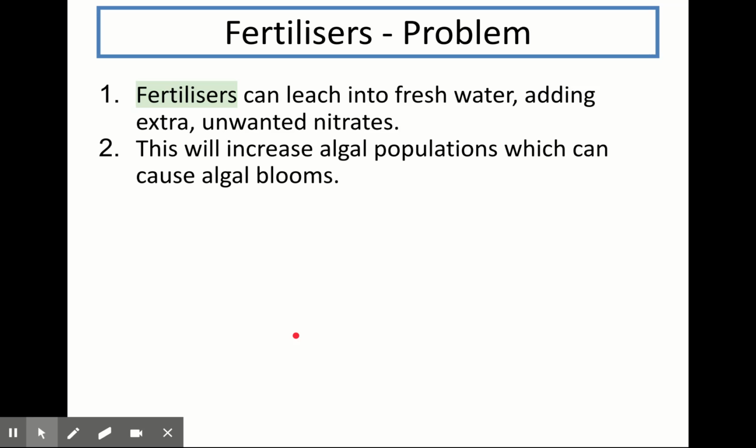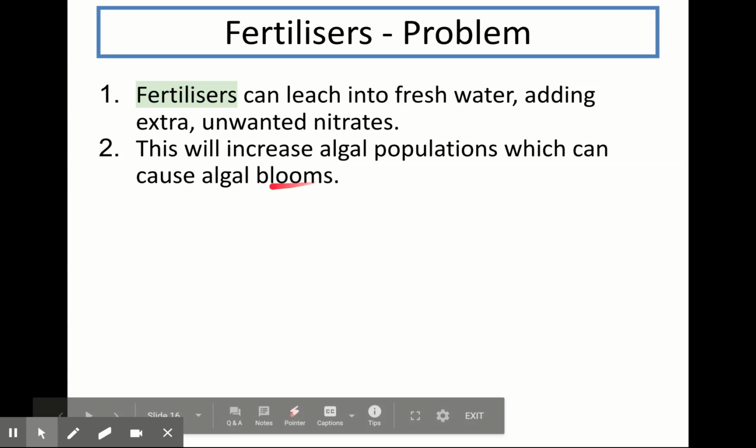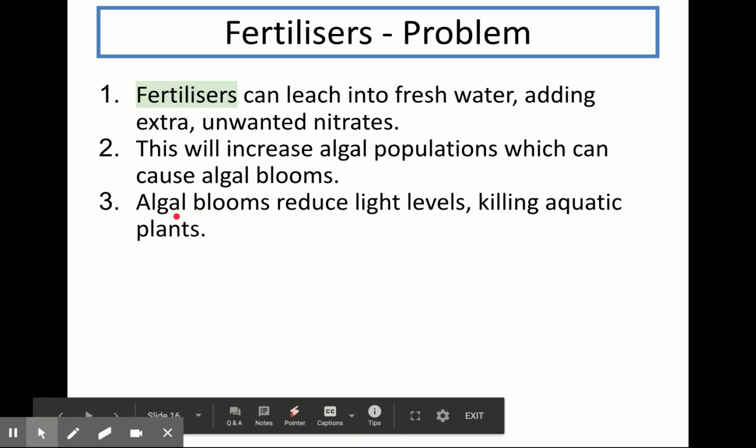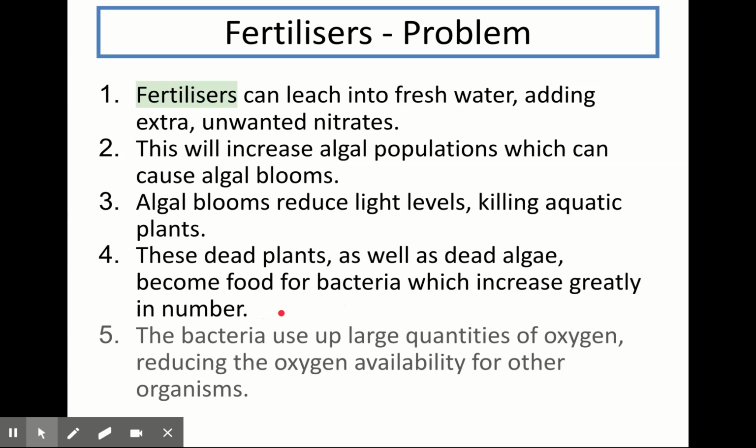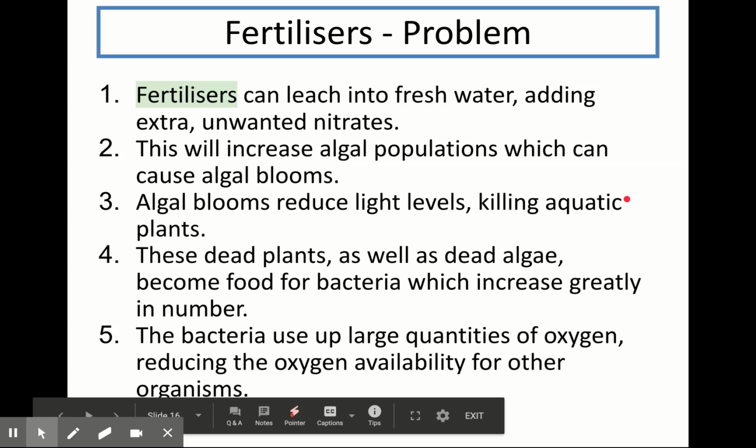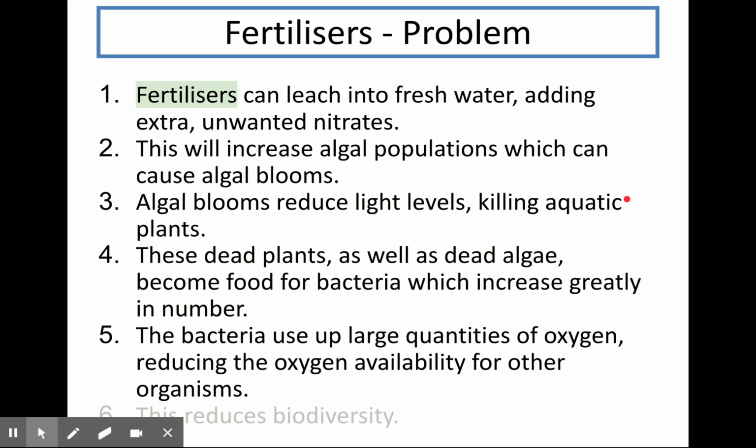This will increase algal populations, which can cause algal blooms. Algal blooms reduce the light levels, killing aquatic plants. These dead plants, as well as dead algae, become food for bacteria, which increase greatly in number. The bacteria use up large quantities of oxygen, reducing the oxygen availability for other organisms, and this reduces the overall biodiversity.